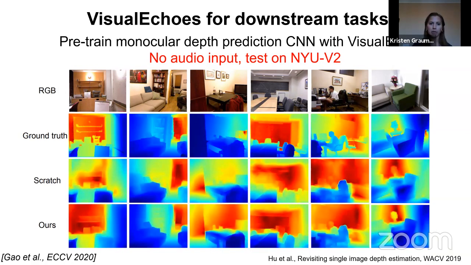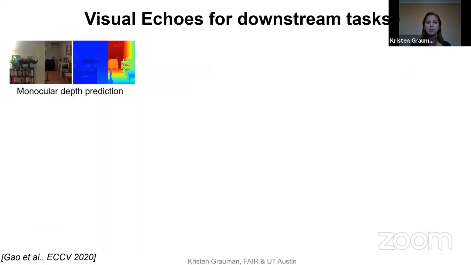For contrast, the row just above that is looking at what happens if rather than pre-train with this visual echoes net, we were to just try and learn this task from scratch. And what's really exciting is that we can get better depth estimates for this task if we have this pre-training with self-supervision from visual echoes. Okay, so we're dropping the echoes, there's no sound at test time, we're going to real photos, but now we've helped this representation along because we understood the echoes during training.